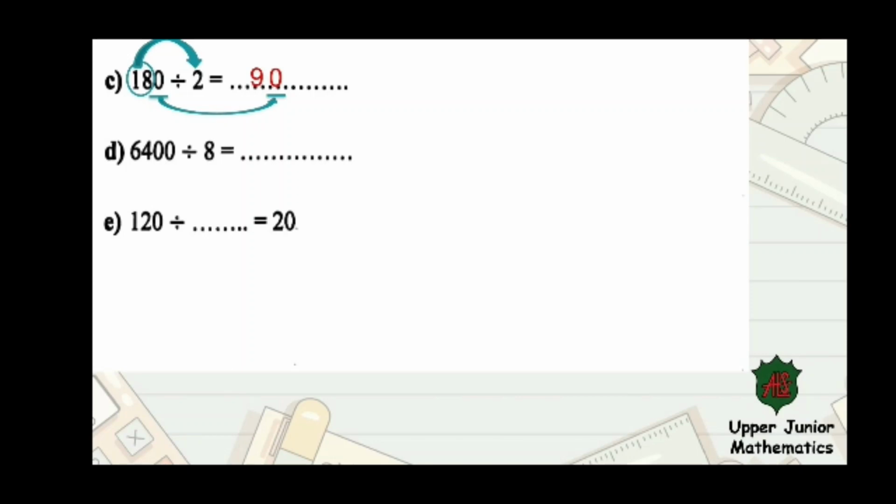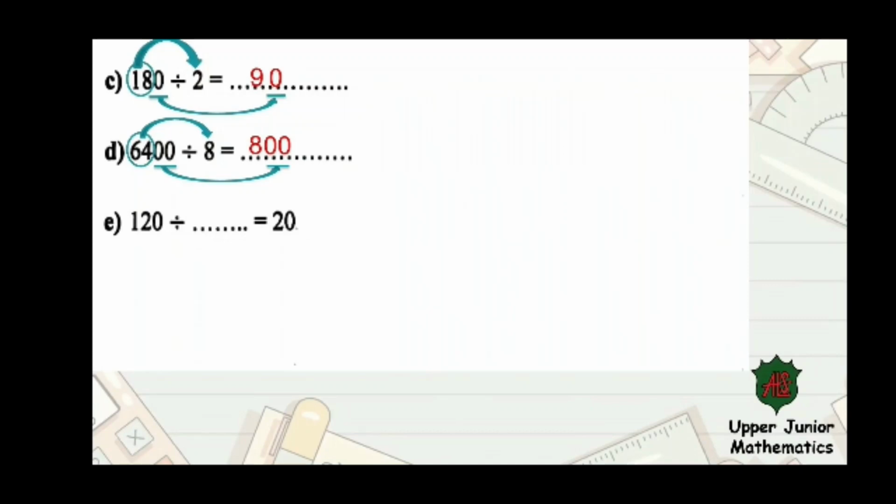D, again, 6,400 divided by 8. I do have 64 in table 8, so I can divide 64 by 8, which is 8. What about these 2 extra zeros that you have? You're going to copy them as they are in the answer, so your answer will be 800.